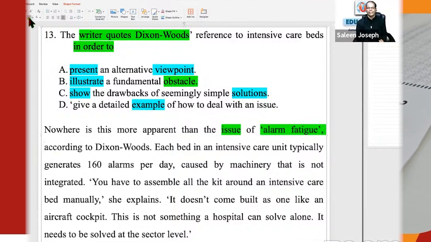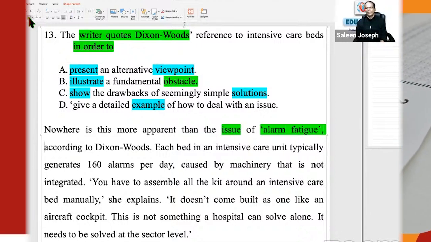The next sentence explains. See, each bed in an intensive care unit typically generates 160 alarms per day caused by machinery that is not integrated. The alarm fatigue issue is explained. You have to assemble all the kit around an intensive care bed manually, she explains. Again, the fundamental obstacle is explained. It doesn't come built as one like an aircraft cockpit. It's not well assembled and kept ready like an aircraft cockpit. This is not something a hospital can solve alone. It needs to be solved at the sector level.